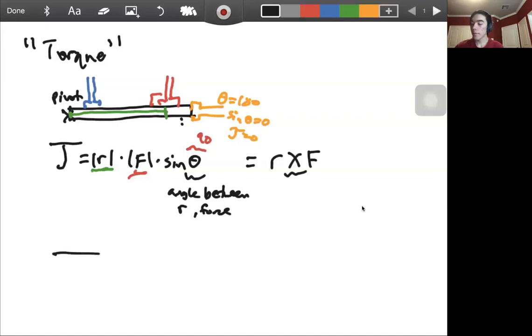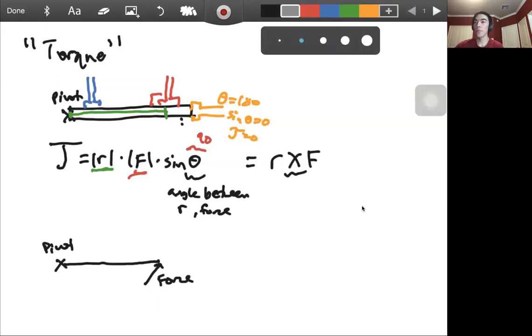One way that the math is cool, or that torque is cool, is if you have a pivot right here, and you have a force that's exerted at this angle, and your radius is this way. So here, your radius and the force are not at 90-degree angles. So some of the torque is lost from the sine theta.